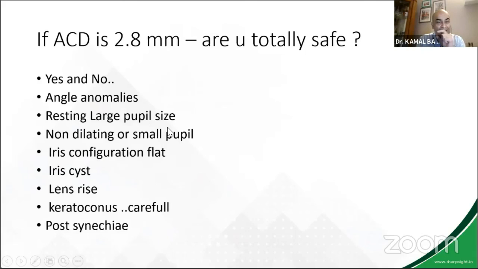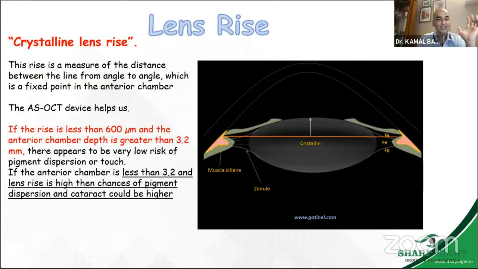Resting pupils, non-dilating or small pupils, watch out. If you have a small dilating pupil, it's no use. Even a 2.8 millimeter is not enough. Flat iris configuration or a plateau iris is a relative contraindication. Plan a little lower vault if possible, but you can only plan a lower vault if you have a lower lens size. Iris abnormalities, keratoconus, and posterior synechiae, these are the things to watch out for.